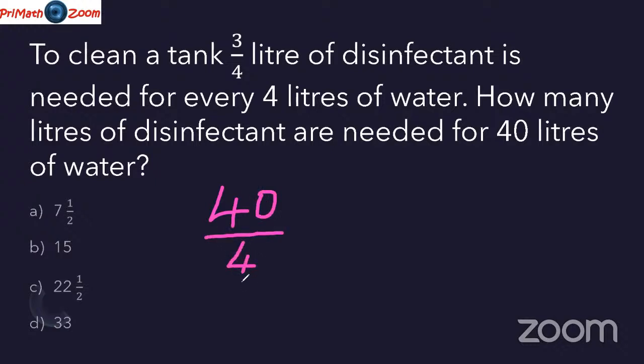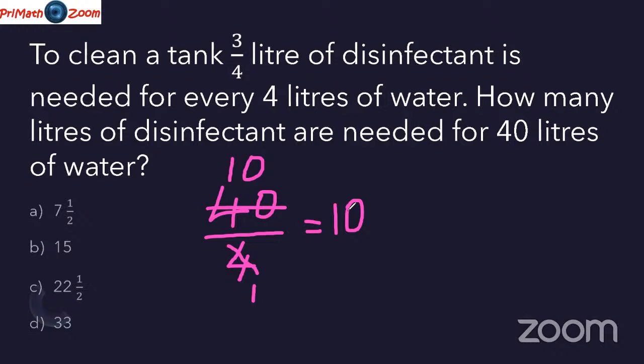So we divide 40 by 4. 4 into itself goes 1 time. 4 into 40 goes 10 times. I see your answers coming in already. So this is 10. 40 divided by 4 is 10. So we're looking at it now, and it says we can get 10 fours liters of water. If 1 four liters of water takes 3/4 liter of disinfectant, how much disinfectant will we need for 2 four liters of water and 3 four liters of water and so on? How would we solve that?